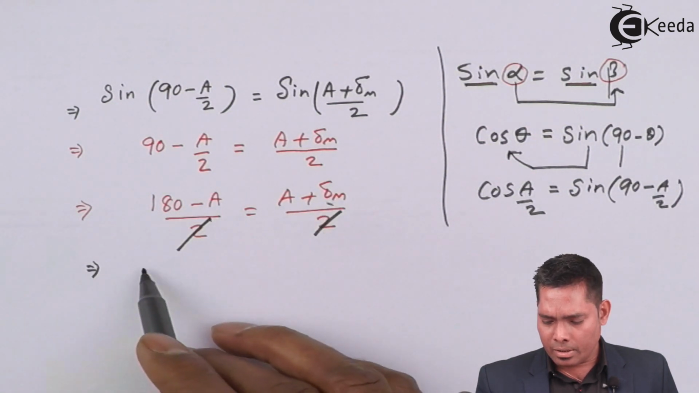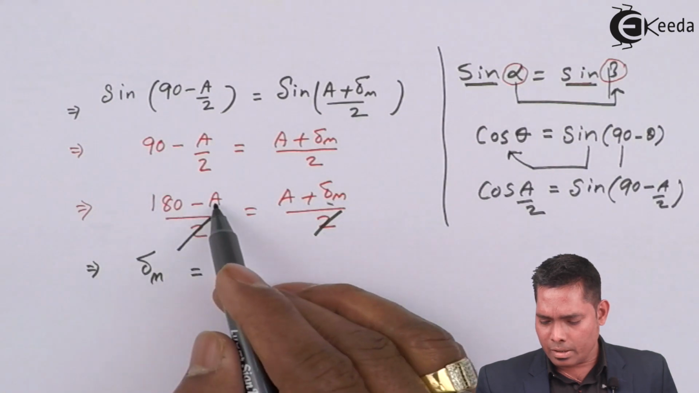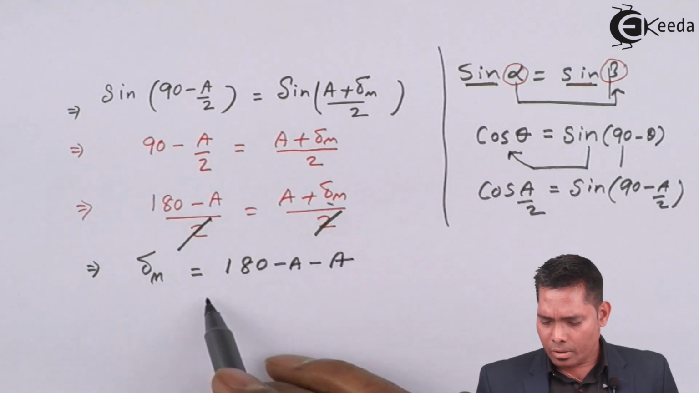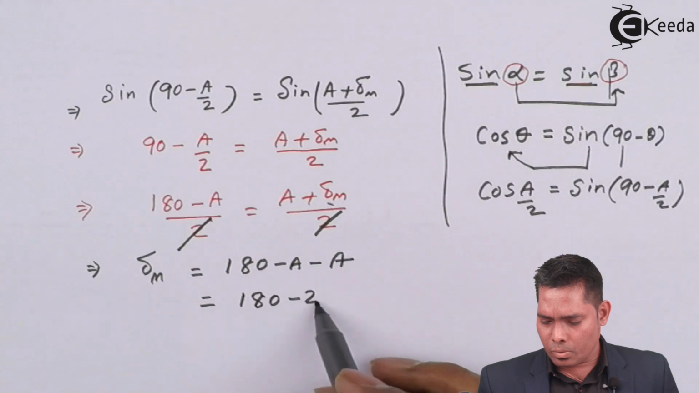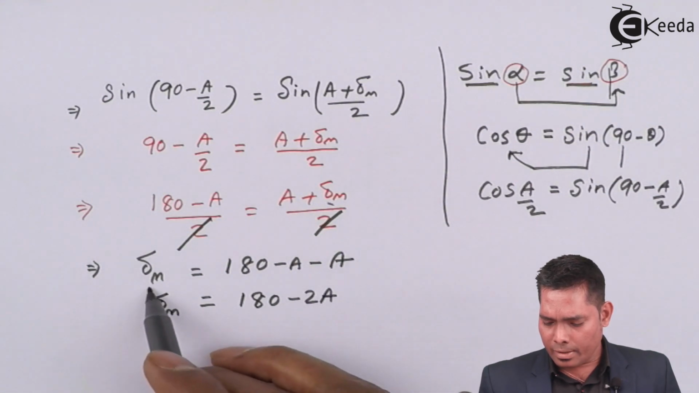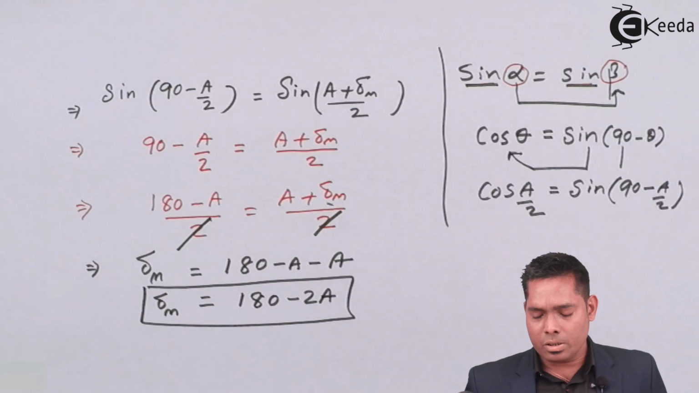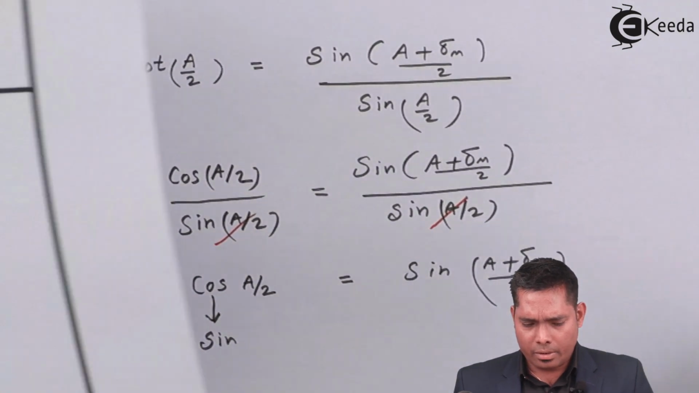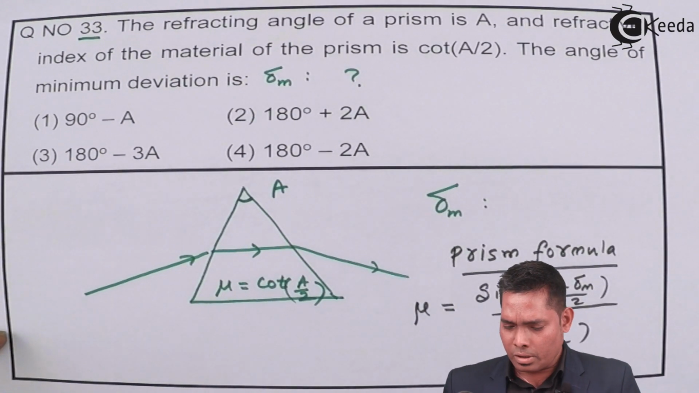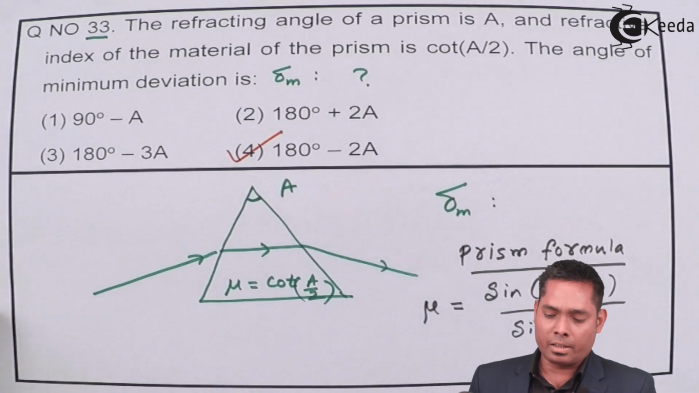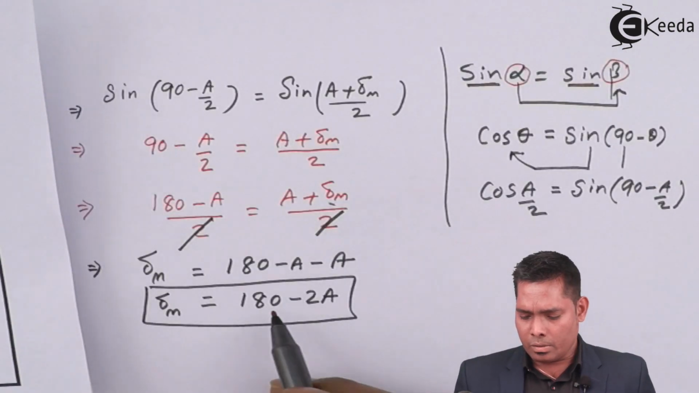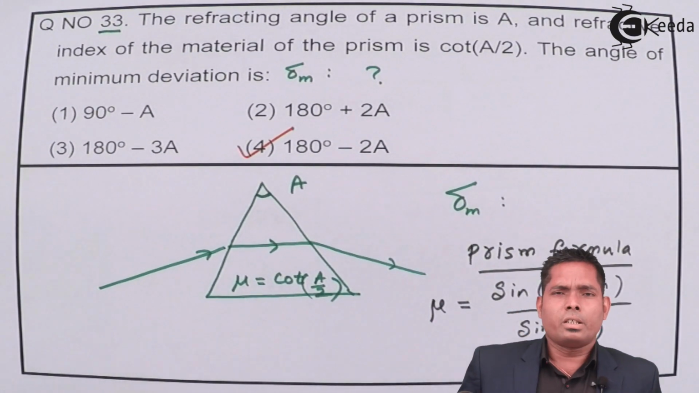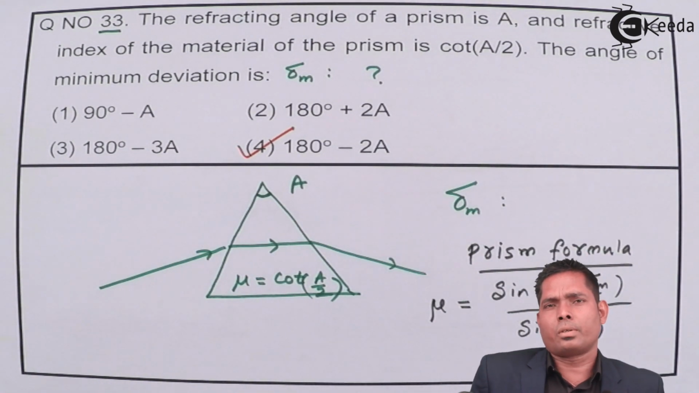So delta m is equal to 180 minus A, and this A comes to this side, so it becomes minus A. So this comes out to be 180 minus 2A. Finally, delta m is found to be 180 minus 2A. If I see the options, the fourth one is the correct answer. You can see here it is 180 minus 2A, here also it is 180 minus 2A. So this is the correct answer to this question. Okay, thank you.